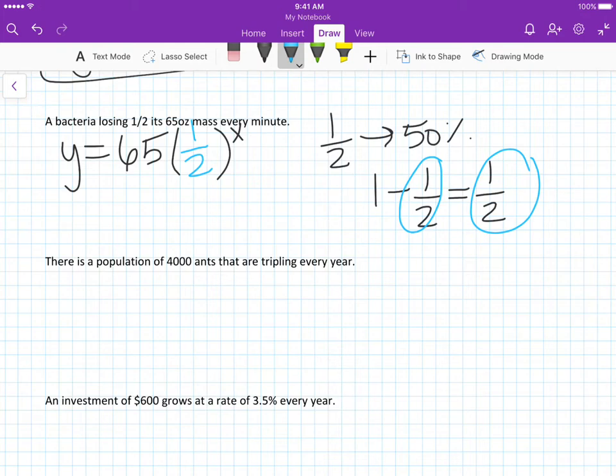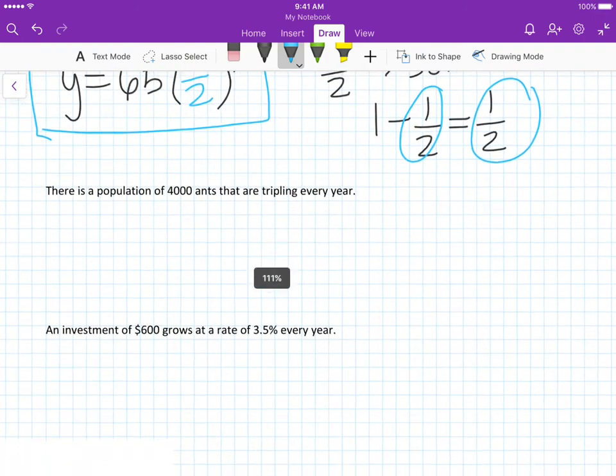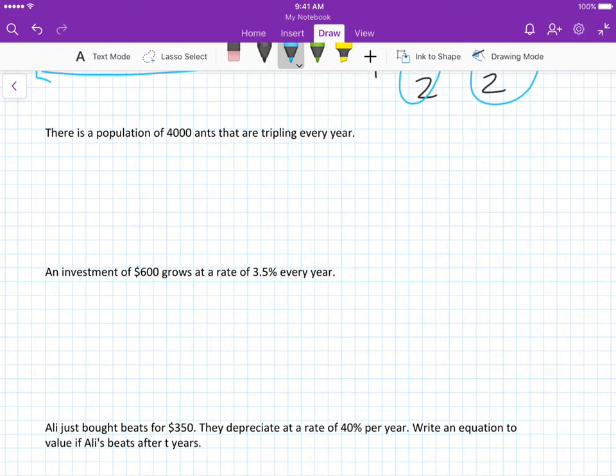So that was a little trickier, but half-life is actually something that you're going to see a lot of in bacteria. So we're going to make sure that we're really comfortable with it. But this is my equation. Moving on. There's a population of 4,000 ants that are tripling every year.